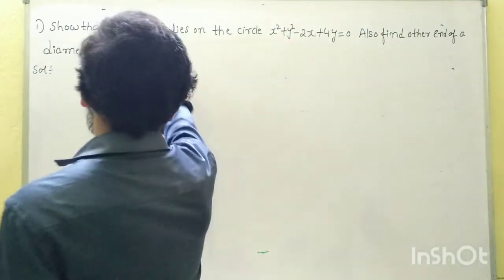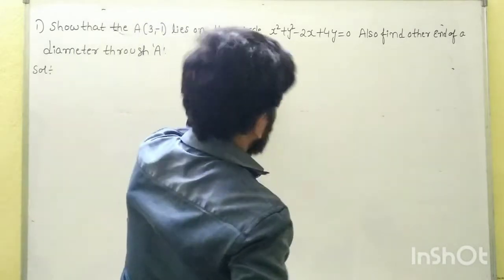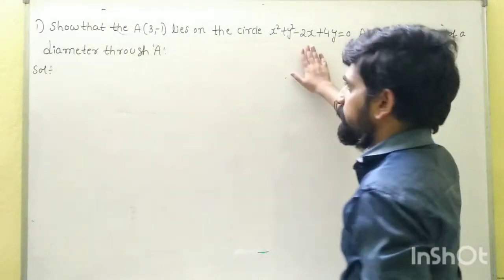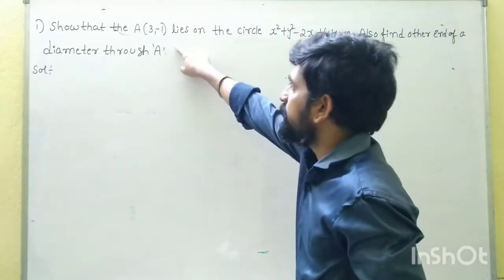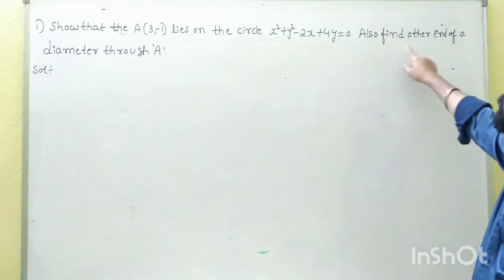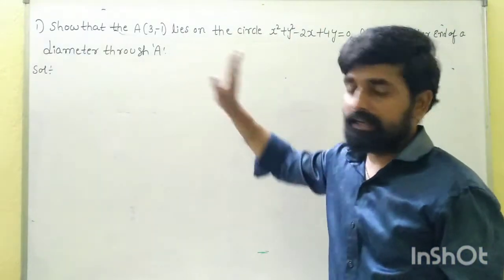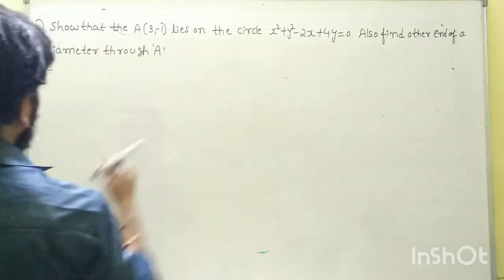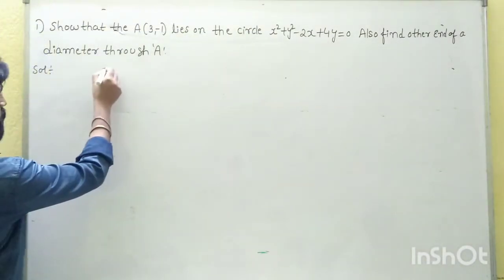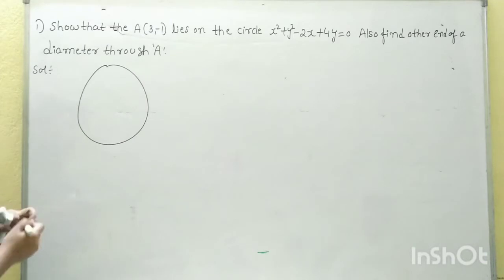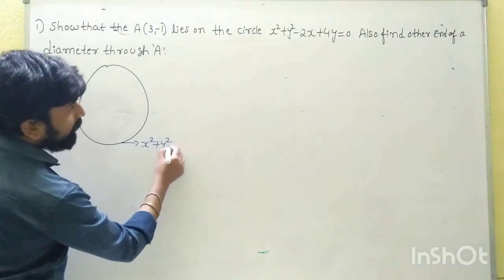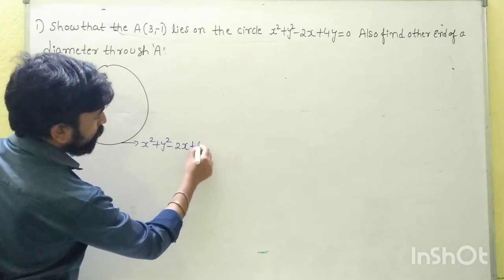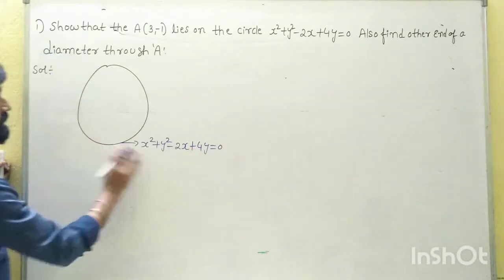Show that A equals (3, -1) lies on the circle, and also find the other end of the diameter through A. They are asking us to check whether the circle is passing through A. Let's see what is given. The circle equation is given as x squared plus y squared minus 2x plus 4y equals 0.